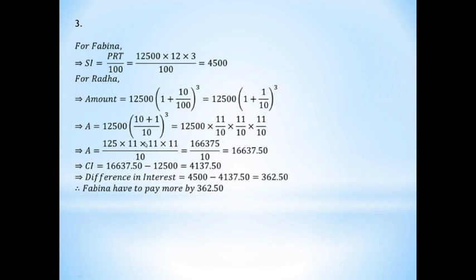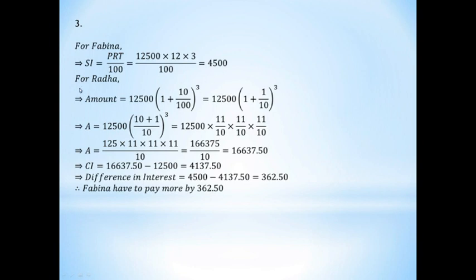Both of them have 12,500. Fabina calculated the simple interest by using the formula PRT by 100. Then it will become principal is 12,500 into rate is 12 and time is 3 by 100. After simplifying this, you will get 4,500.